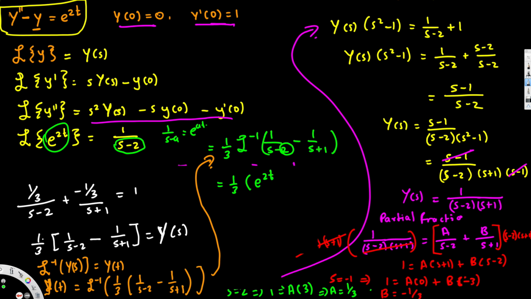And for the second term, you can see minus, and what value do we have? Minus 1. So this is going to be minus e to the power negative t. And that's it. That's the conversion. That is the y of t. This is the answer for this differential equation, the general solution, and that's how we solve a differential equation using Laplace transform.